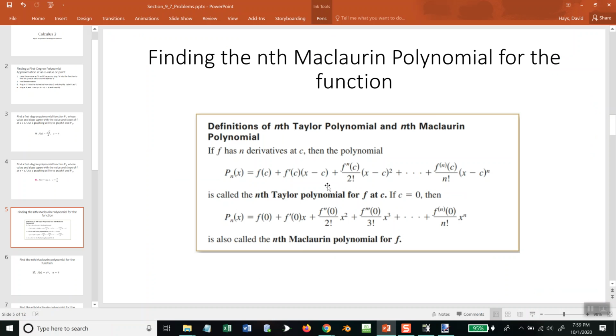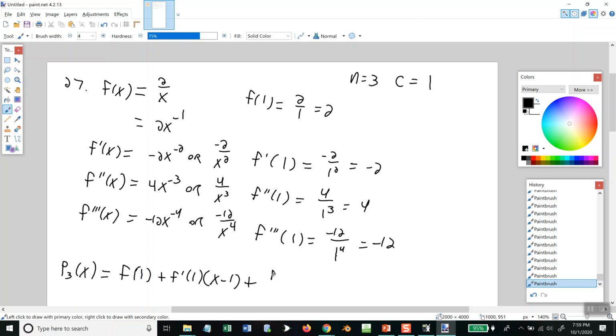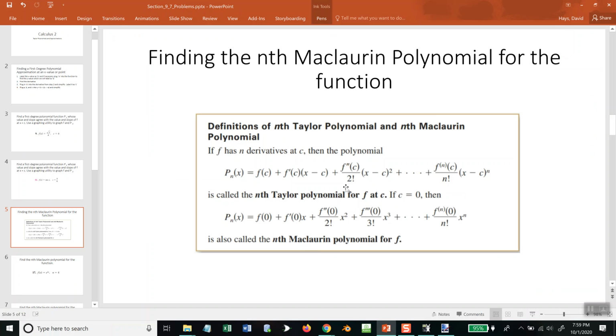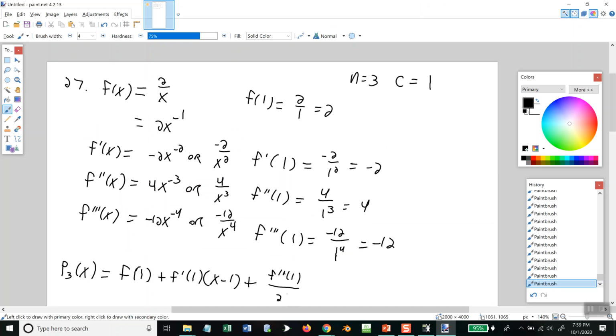plus, and we've got our second derivative over 2 factorial times x minus c, or x minus 1 squared, and our third derivative over 3 factorial times x minus 1 to the third.